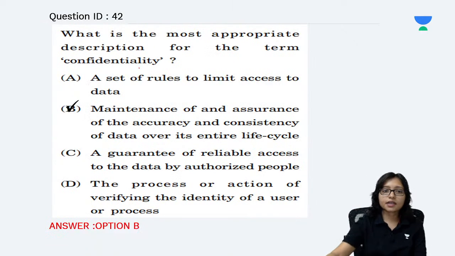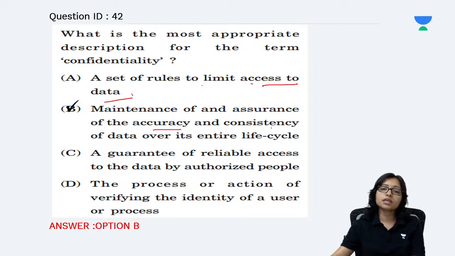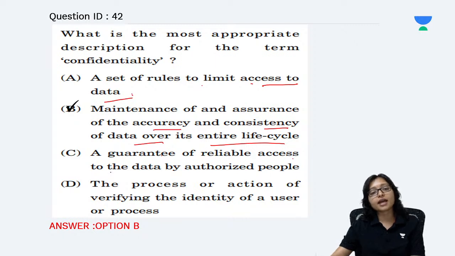Okay, answers are coming. So for confidentiality here, the set of rules to limit access of the data, this is not confidentiality. Maintenance and assurance of the accuracy and consistency of the data over the whole life cycle, this is consistency. Guarantee of reliable access to the data by authorized people, this is confidentiality. The process of verifying identity, it is not. So option C will be the correct answer.